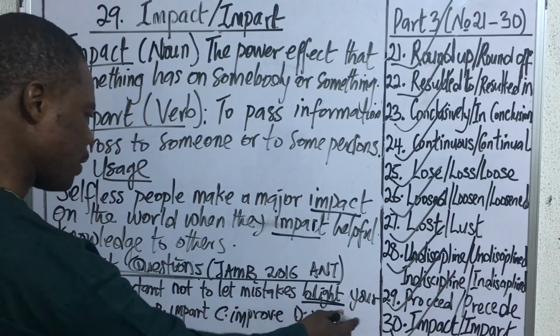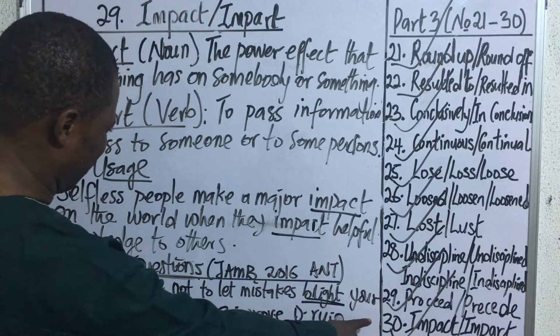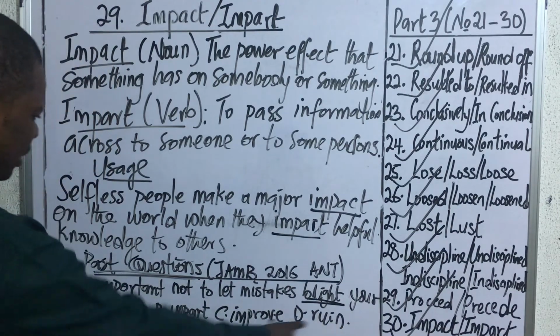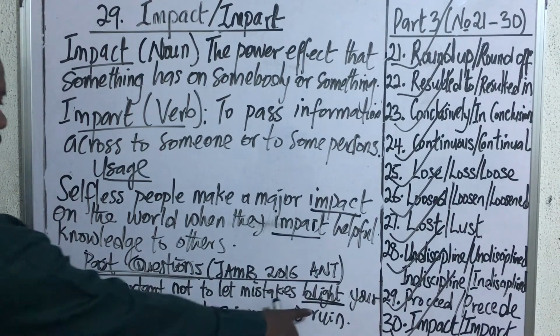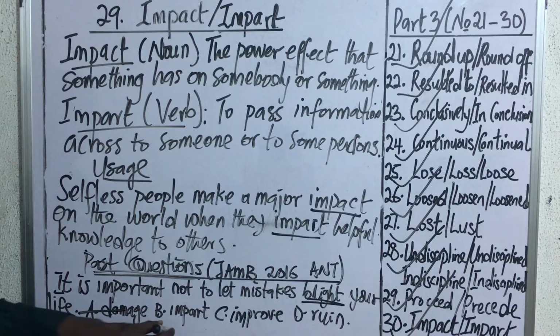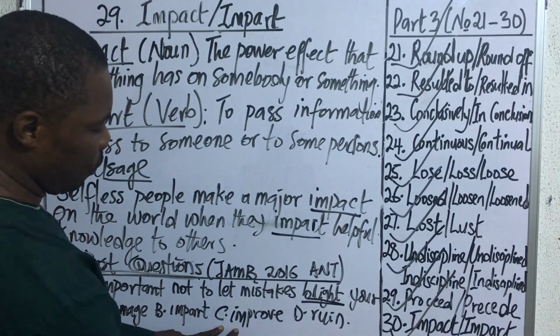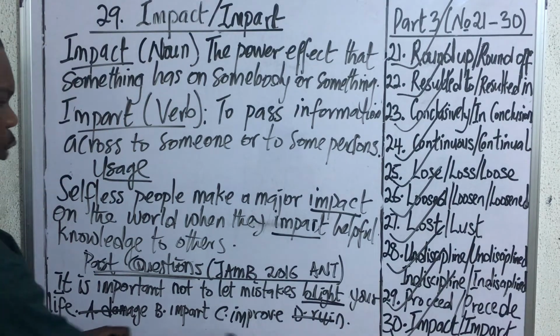So to blight your life is to damage it. Damage is a negative word. Blight your life, the way the word sounds, mistakes blight your life, like mistakes destroy your life. So damage is a synonym of blight. Impart is not a synonym. Improve is not a synonym. Ruin is a synonym. So since it's a synonym, you cross it. So you now have only two options left.